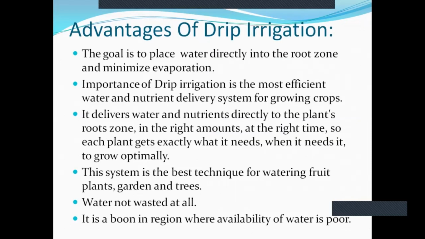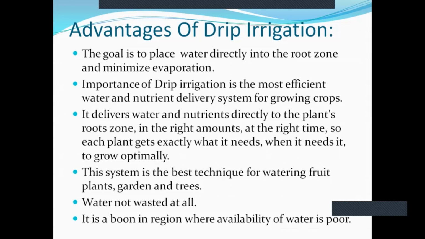Now, what are the advantages of the drip irrigation system? I had already explained, but let's do it one by one. The goal is to place the water directly into the root zone and minimize evaporation. You all know that water gets evaporated. So this water evaporation is minimized because of drip irrigation.